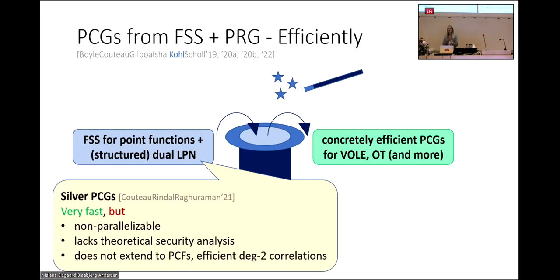And kind of the starting point for this, or the state of the art, are the Silver PCGs, which are very, very fast. But they come with a number of disadvantages. They're non-parallelizable, or at least the structure makes it non-trivial to parallelize. It's only experimentally verified, so we don't have a clear understanding of the security from a theoretical viewpoint, and it does not extend efficiently to pseudorandom correlation functions, or to degree 2 correlations or more.